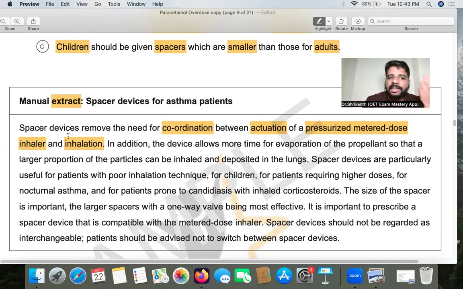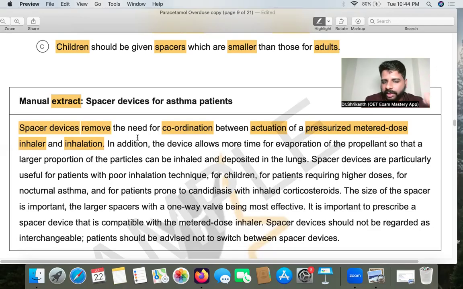So here they're telling spacer devices remove the need. Remove the need means what? There is no need for multiple things at the same time. Actuation means activation, activation of the pressurized metered dose inhaler and inhalation. So without a spacer device, you have to have inhalation and activation of the metered dose, both simultaneously. But with this spacer device, there is no need. You can do it separately. This is British English, and that is why it may look like a very small sentence, but there is a lot of meaning inside it.